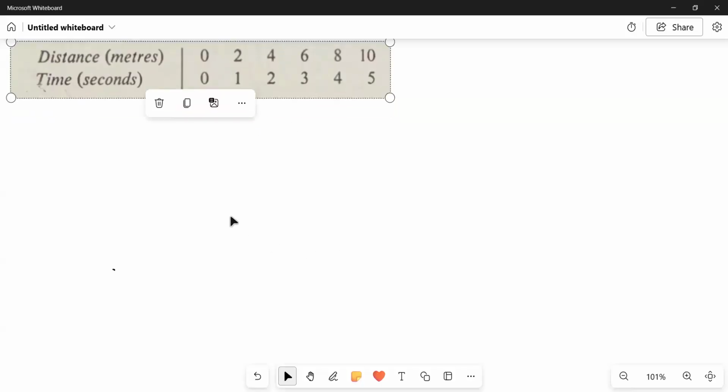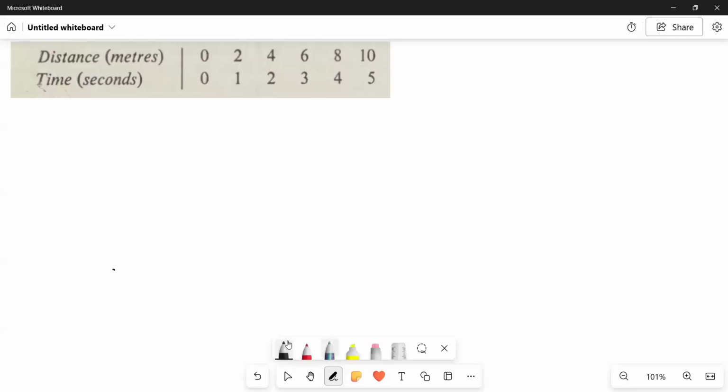Let's say you have some information that gives you distance and time on some kind of table. You know, the table. Well, not always do you have to draw all the division, so you don't have to do it.